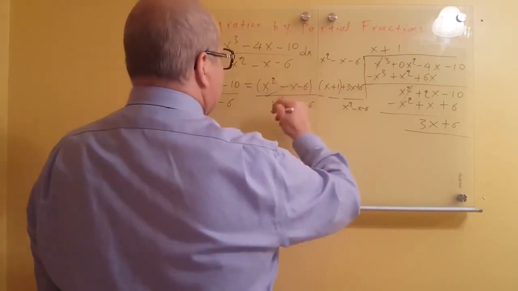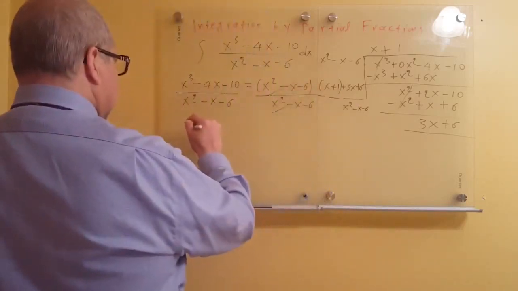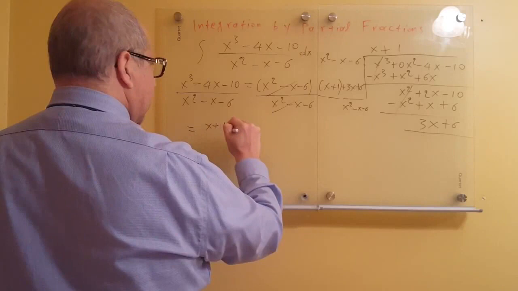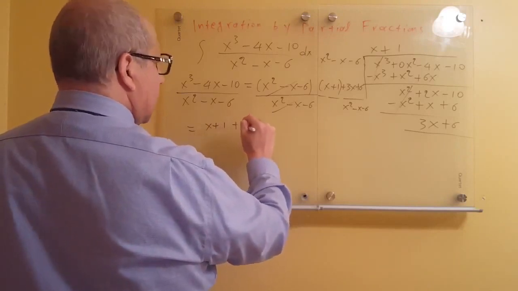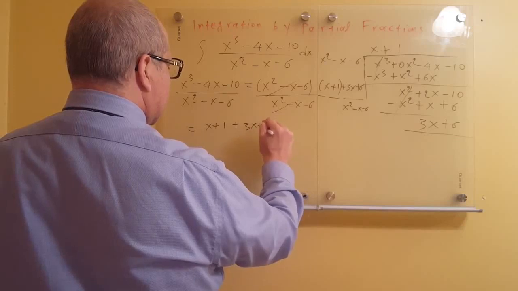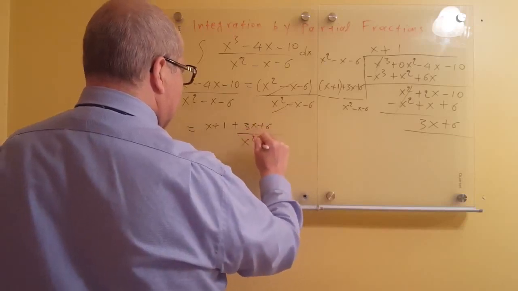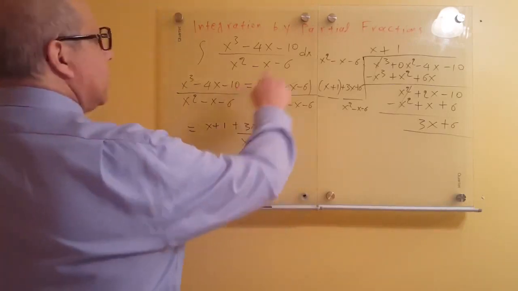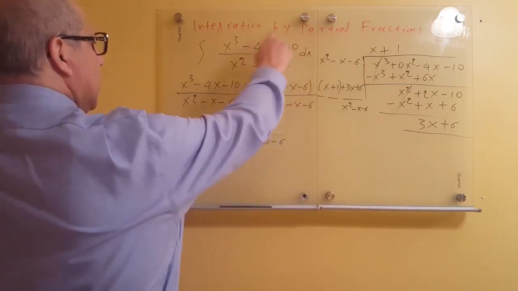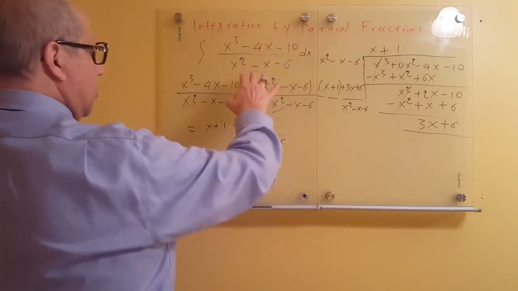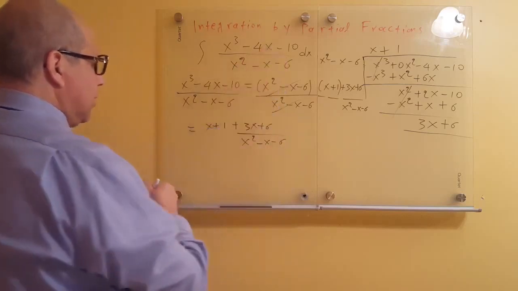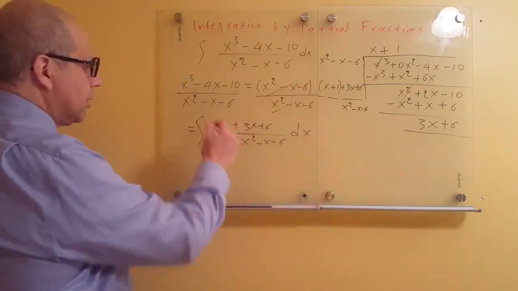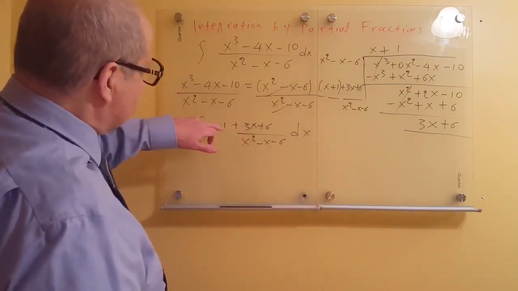So of course, this cancels with this, and that gives us that all this is equal to x plus 1 plus (3x plus 6) over (x squared minus x minus 6). And of course now we want to find the integral of this, so we said that this is equal to this. So instead of finding this integral, you just have to find this integral. Of course, to find the integral of this here is pretty easy. It's x squared plus x.